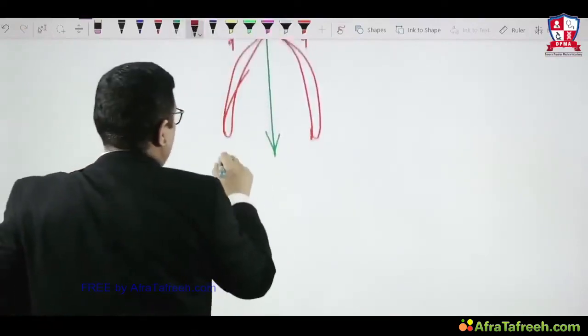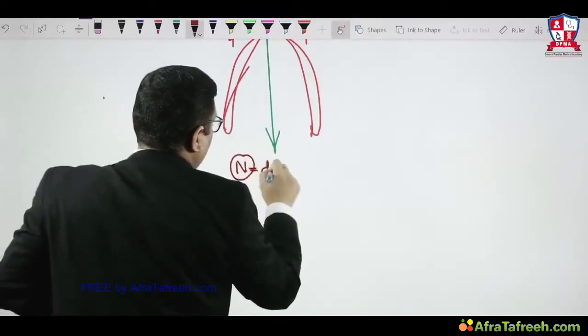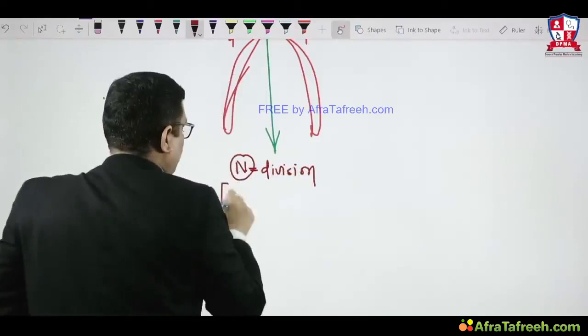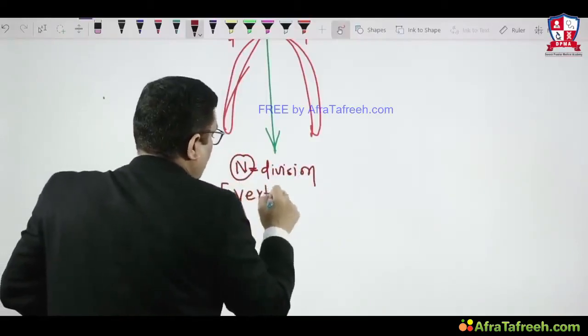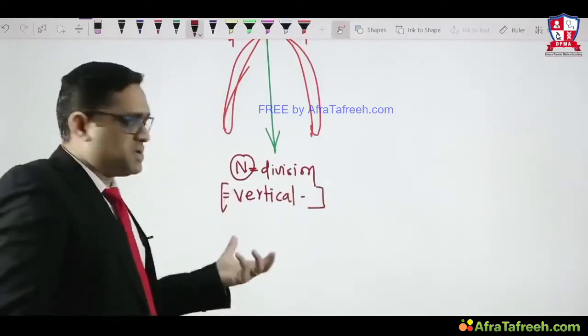This point we have to keep in our mind. The normal division is the vertical division. So normally they are dividing vertically. Vertical division is the normal division, right?